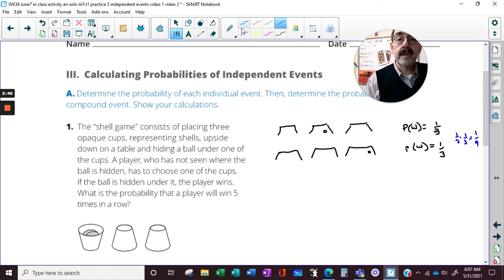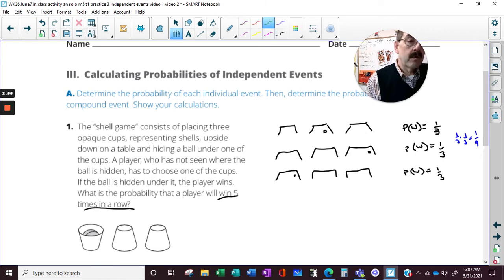Okay, let's do it again. 5 times in a row. The probability of hitting this 5 times in a row. 1/3. So now 1/3, 1/3, 1/3 equals 1/27. And do it again. And just keep working these problems until you see the pattern. Probability of winning here is 1/3.